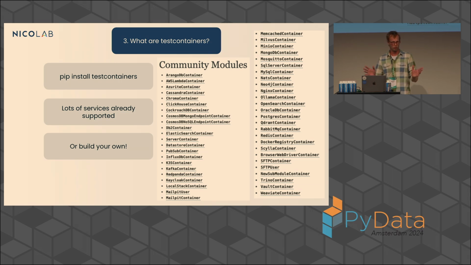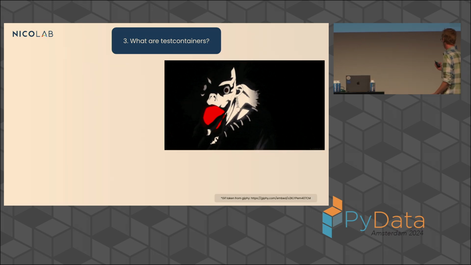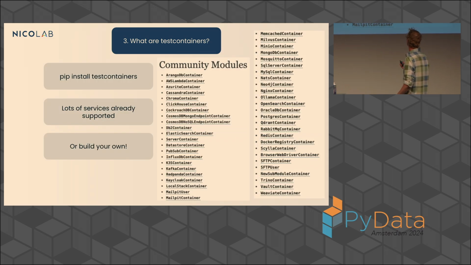So you can just pip install testcontainers, and you can start using it, and a lot of services are already supported out of the box. What can we see here, for example? Kafka, Weaviate might be interesting to some of the crowd here. A whole bunch. Or you can build your own if you feel like it.